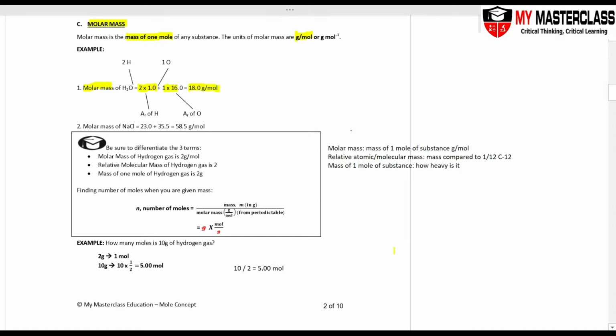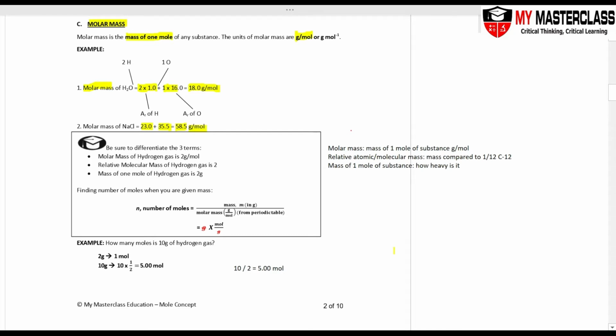In the same way, molar mass of sodium chloride, right? 23 is the relative mass of sodium, 35.5 is the relative mass of 1 chlorine atom. So add up the mass, you have 58.5. The molar mass of sodium chloride is 58.5 gram per mole.